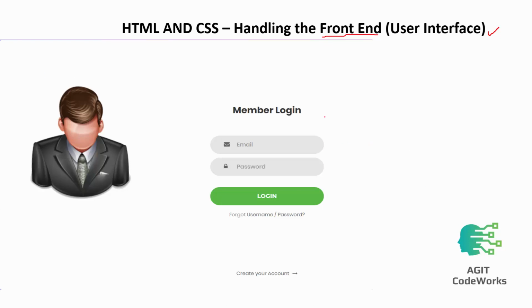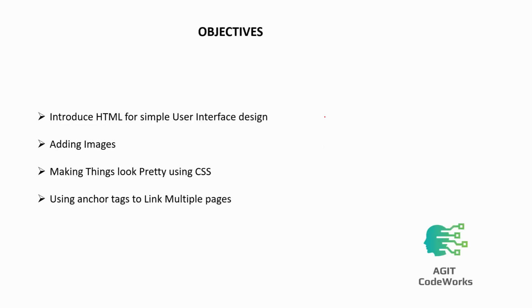So what are we going to achieve in this particular course, apart from the fact that we'll be touching HTML and CSS? First of all, we are going to introduce HTML for simple user interface, adding stuff to your application page using HTML. We'll get into adding pictures, which will also represent a way to add icons, logos, any kind of images, probably for a landing page of an application. And then we're going to see how we can make things look a bit prettier using CSS.